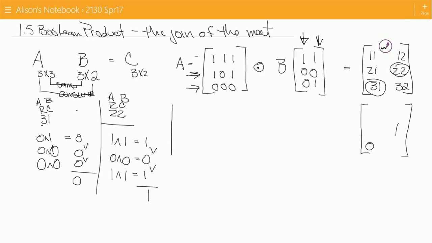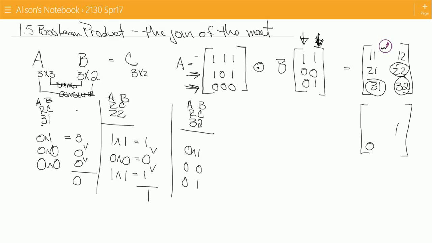So let's do one more. How about if we arbitrarily pick, let's try 3, 2. So I'm going to put 3, 2 right here. This is a row, this is a column, this is the row from A and the column from B. And so I'm going to try to find row 3. There is row 3, so I'll put 0, 0, 0. And then I'm going to try to find the second column in B, which is, well, there it is right there. So I'm going to put 1, 0, 1.